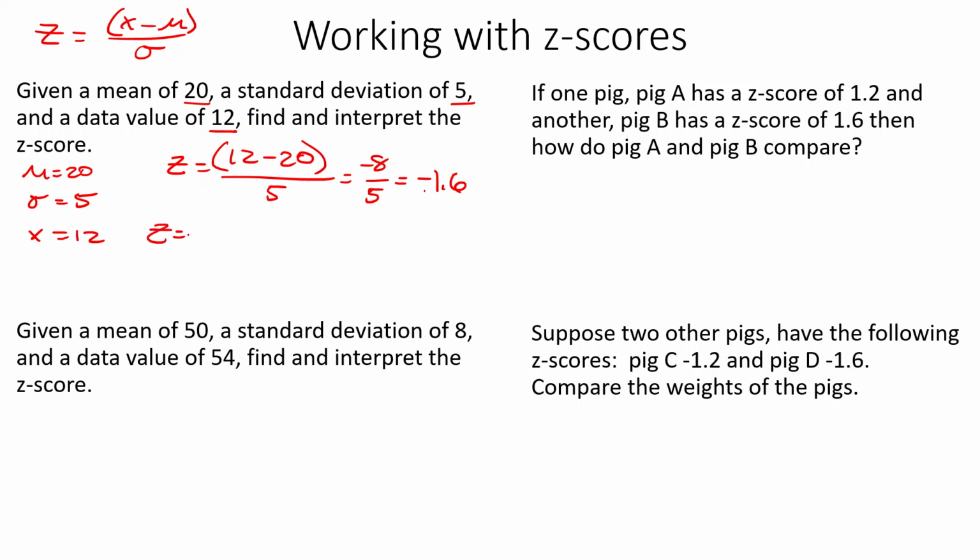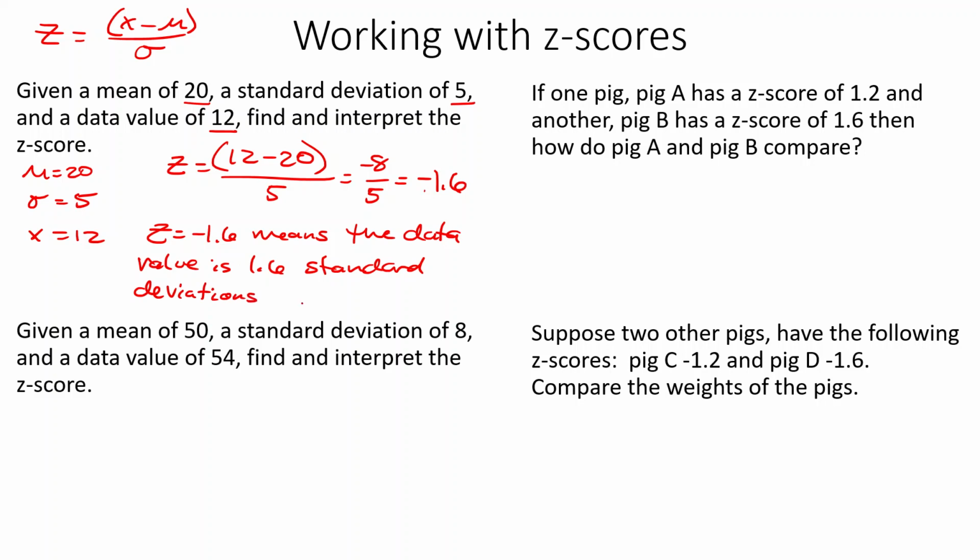So z equals negative 1.6 means the data value is 1.6 standard deviations, and it's negative, so it'd be below the mean. All right, so the 1.6 is the number of standard deviations. The negative tells us that it's below or less than the mean. And then we can look back up here and see, oh yeah, 12, definitely less than 20. I mean, we know that right from the start.